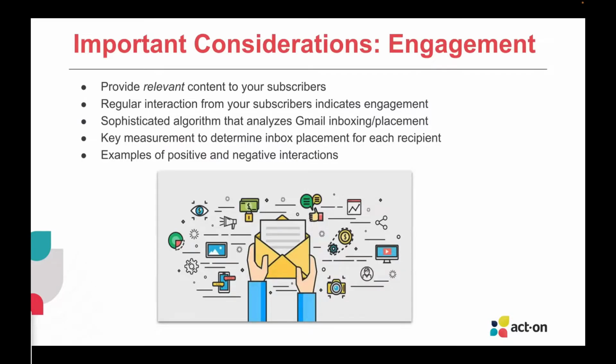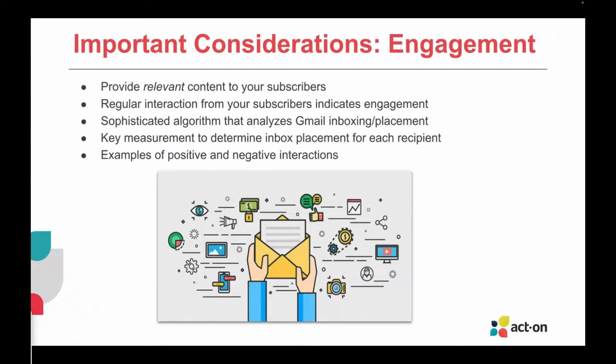Other examples of some positive interactions that I think are important for any of you to understand are going to be opens and clicks, as well as forwarding, replying, dragging a message to the primary inbox, or starring or marking a message as important. There are also some negative interactions that are important to understand. This includes marking something as spam, not reading or deleting an email without even opening it. Another metric that is important to understand is if you're going to get marked as phishing.